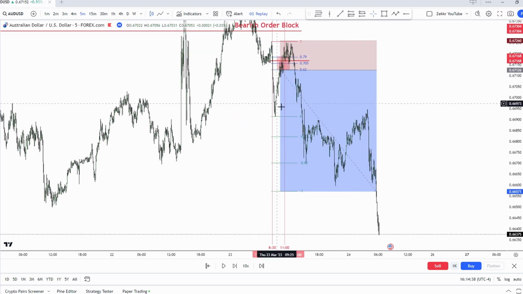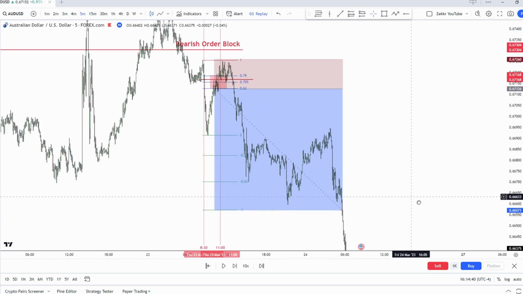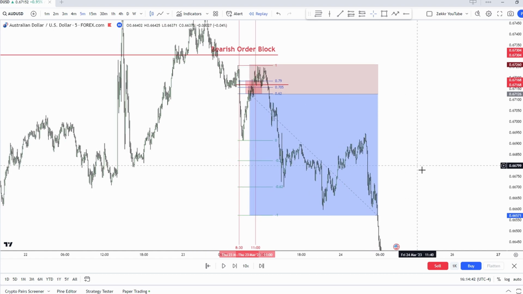Now price moved more to the downside than our take profit, but this is our model. This is how you should trade it. If it doesn't work for you, then switch the model.